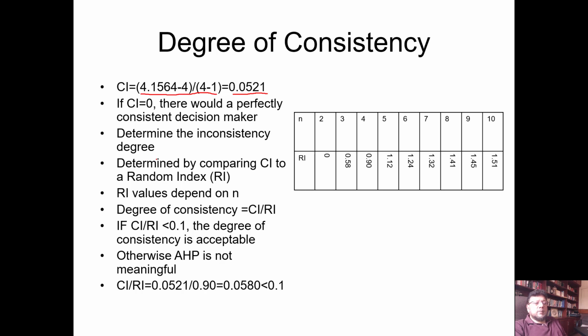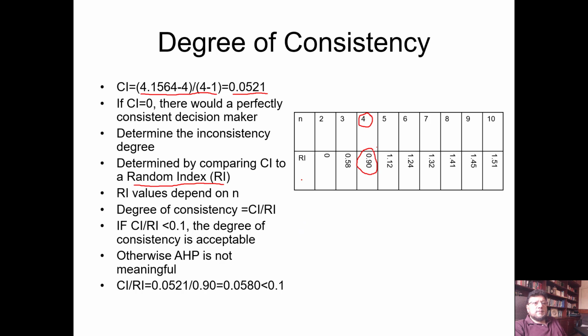You generally see some bit of variation. Next, what we want to do is to get a degree of consistency. To find the degree of consistency, we need one more number, and that's called the random index. The random index is something that you look up from a table, and what you look for is the n. In our case, n is 4 because we had 4 features. So the random index will be 0.90.